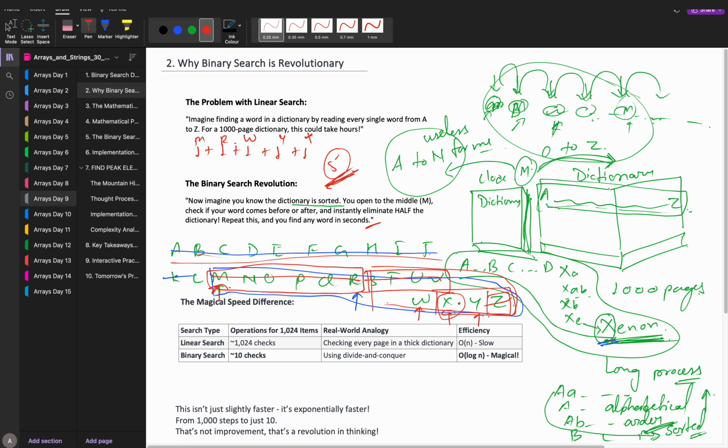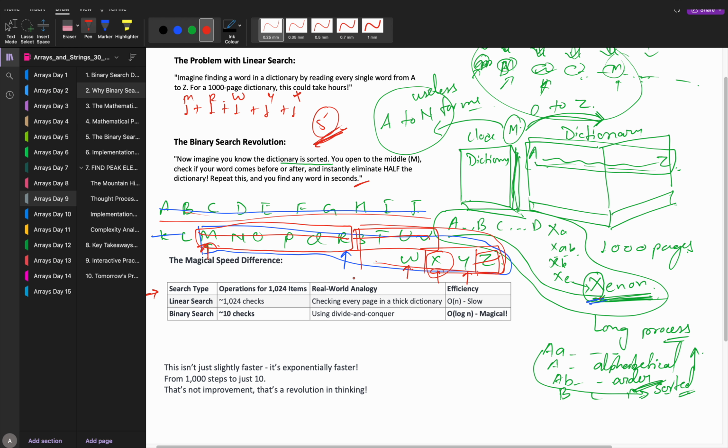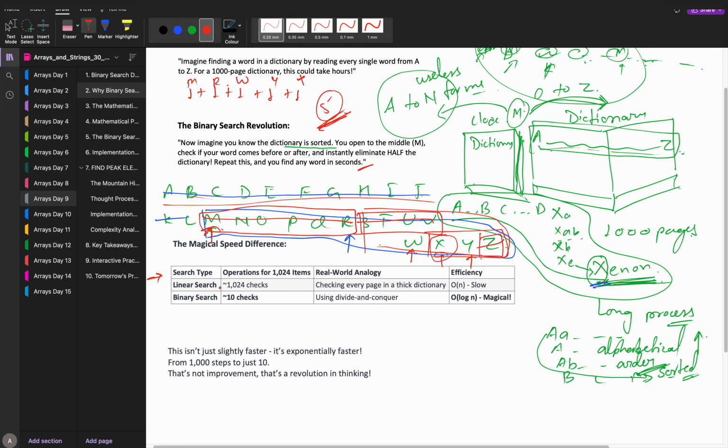If I was supposed to use a linear search, then A to X, all the comparisons would have to be done. So that's why here you can see the magical speed difference. I know it is written for bigger inputs, so I will show you later. Don't worry about the mathematics. This is just to establish the foundation of what we are learning right now, okay? So don't worry if this number is not making much sense to you, I will show you.